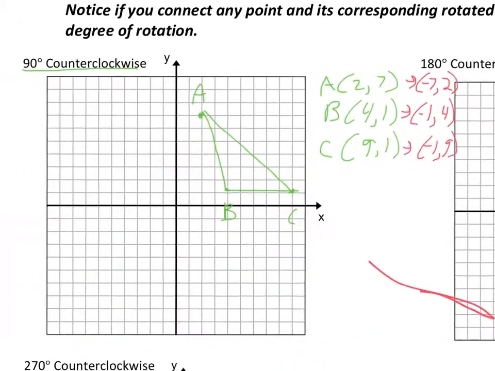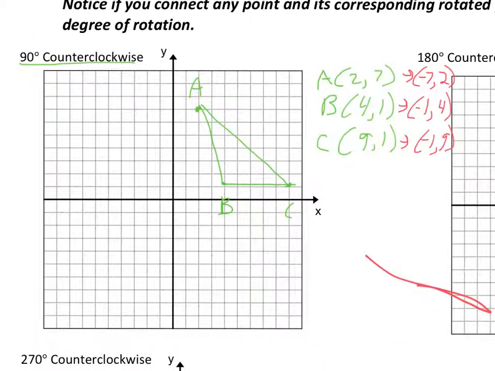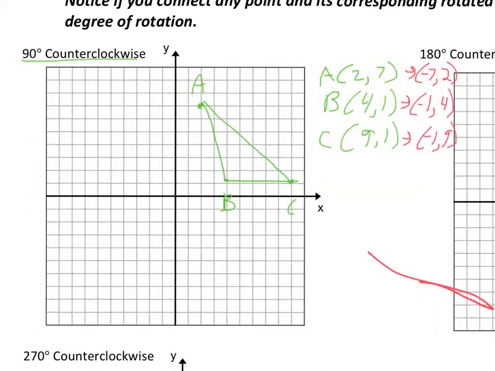So let's go ahead and graph those new points. -7, 2 would be right here, and that's going to be our new image, which is why we put that apostrophe there. And then -1, 4 would be there. That would be our B. And our C is -1, 9, which would be there. Okay, and what we've done now is we've rotated around the origin 90 degrees counterclockwise.